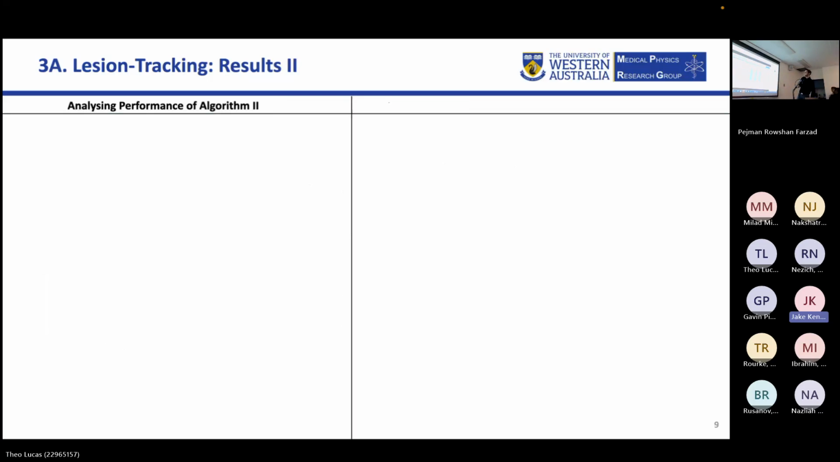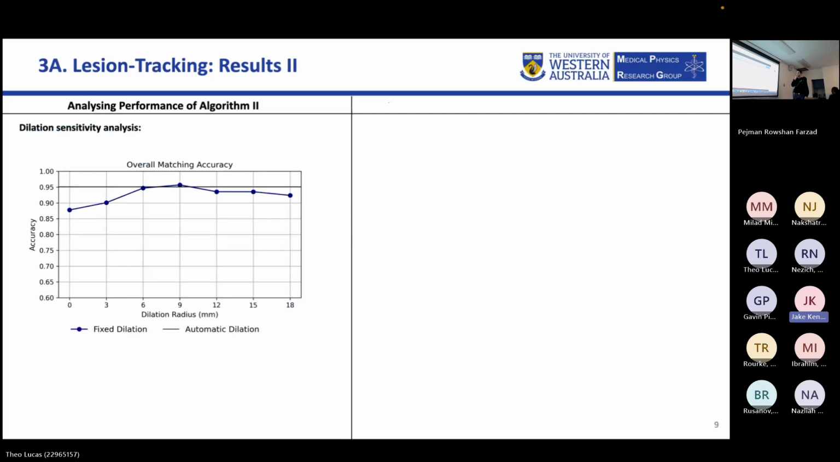Then in the second analysis, a so-called dilation sensitivity analysis was performed. So this is tweaking the dilation radius, which we did in 3 millimeter steps from 0 to 18 millimeters. What we see is that the accuracy is the worst when no dilation is used. So it increases, plateaus, and goes back down again. What that's telling us is that with no dilation, we're essentially only relying on the registration process, which is bad. But when we have too much dilation, obviously we're overshooting the volume of the lesions too much, and then the matching is not going to be as accurate, I guess.